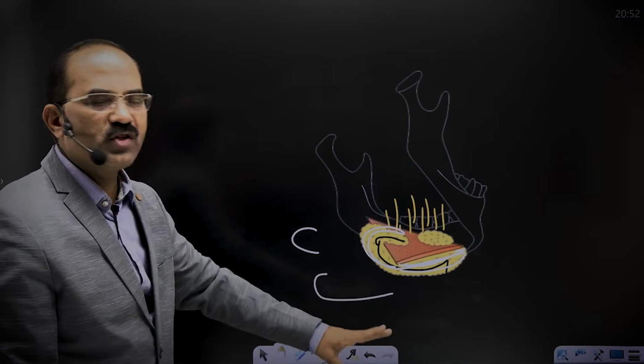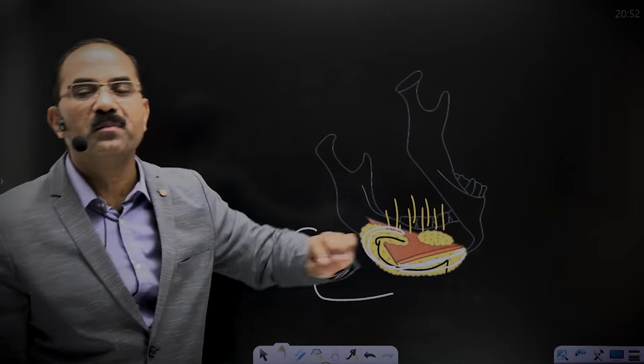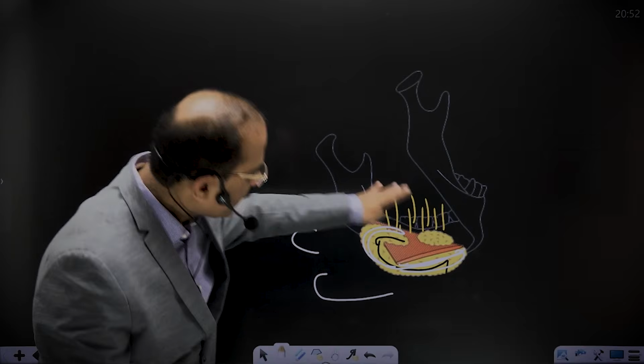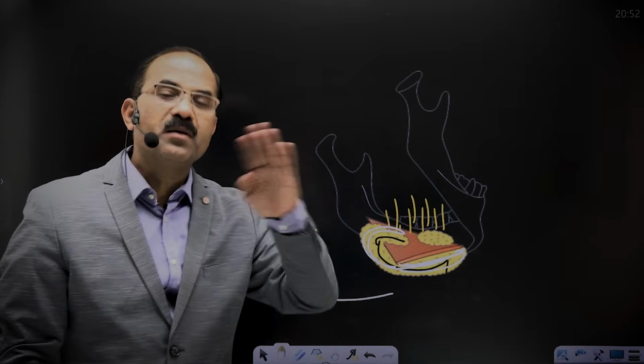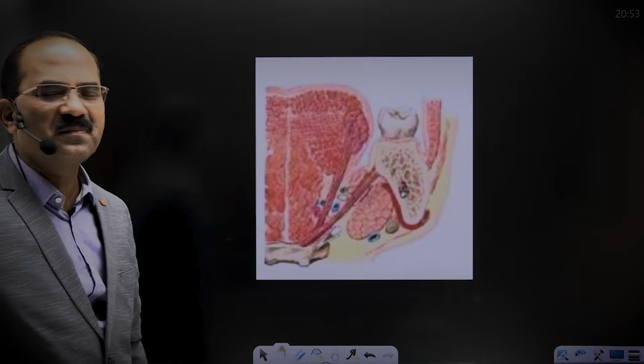So the superficial part lies below the mylohyoid. It winds around the posterior border of the mylohyoid, and the deep part lies between the mylohyoid and the hyoglossus muscle. Look at this slide, students.